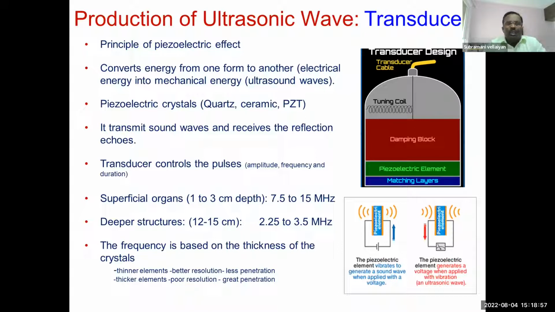Different kinds of piezoelectric crystals are used, such as quartz and ceramic, and lead zirconate titanate, PZT materials, are commonly used. Basically the transducer generates the sound waves and transmits them through the medium, and again receives them back in the form of reflective echoes. So the transducer basically controls the pulses. That means the amplitude, frequency, and duration can be manipulated by means of a transducer in order to get the desired beam penetrability.